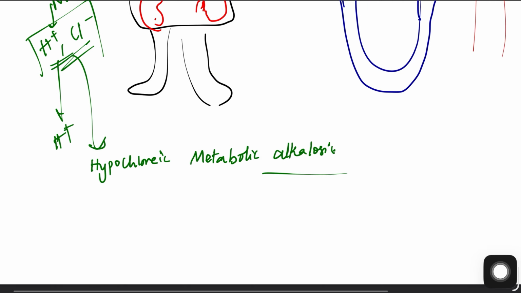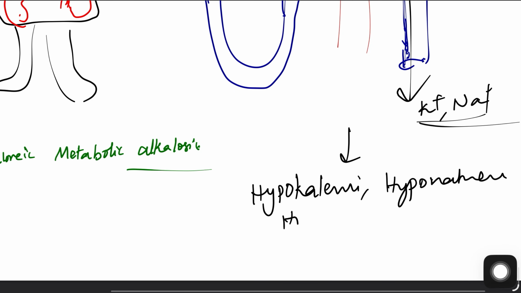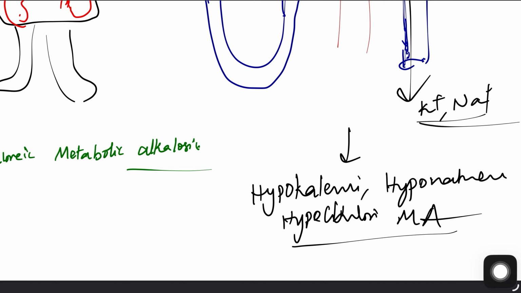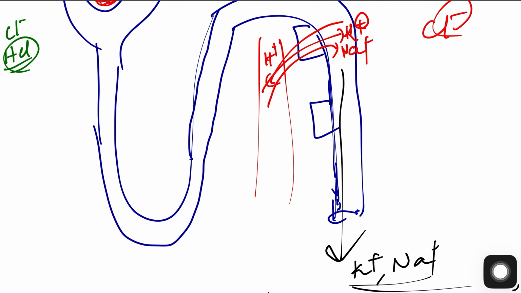So now we will call this abnormality hypokalemic, hyponatremic and hypochloremic metabolic alkalosis. Now in the later days, the kidney wants to conserve the chloride loss. So see here, the sodium will be reabsorbed into the blood. Now the sodium loss will be stopped. When the sodium is reabsorbed, the chloride follows the sodium.